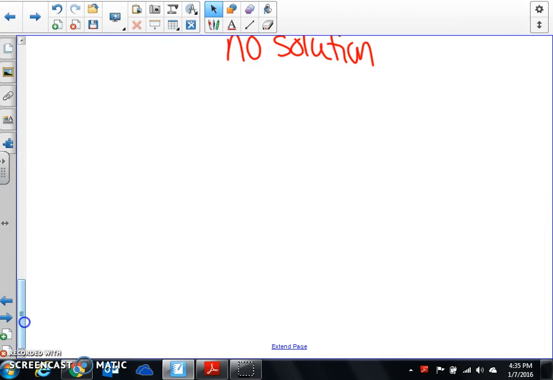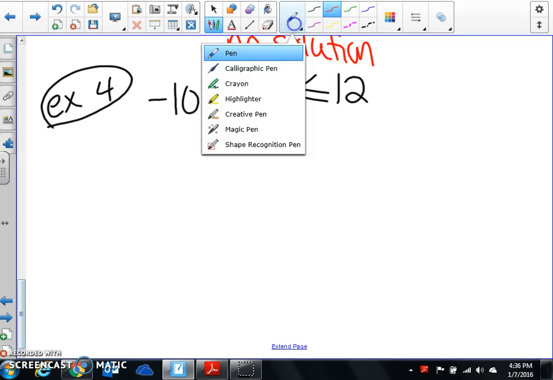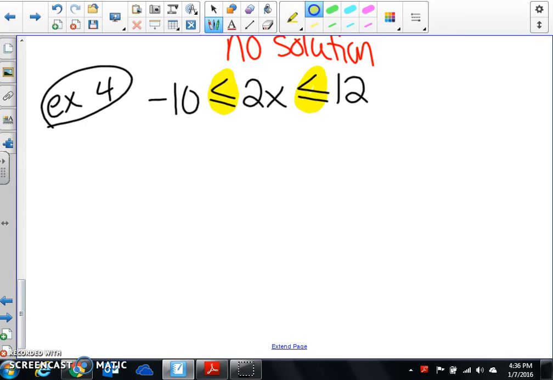Okay, let's do a couple more. Example 4. All right, let's see. Negative 10 is less than or equal to 2x, which is less than or equal to 12. Okay. We see these less than signs. Less than, less than. So less than sounds like "less and," so we know it's an intersection. So we need it where they both crisscross.